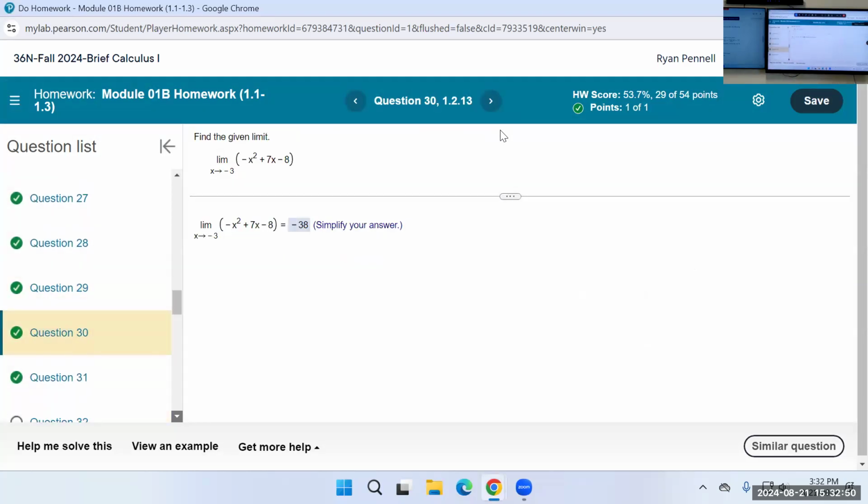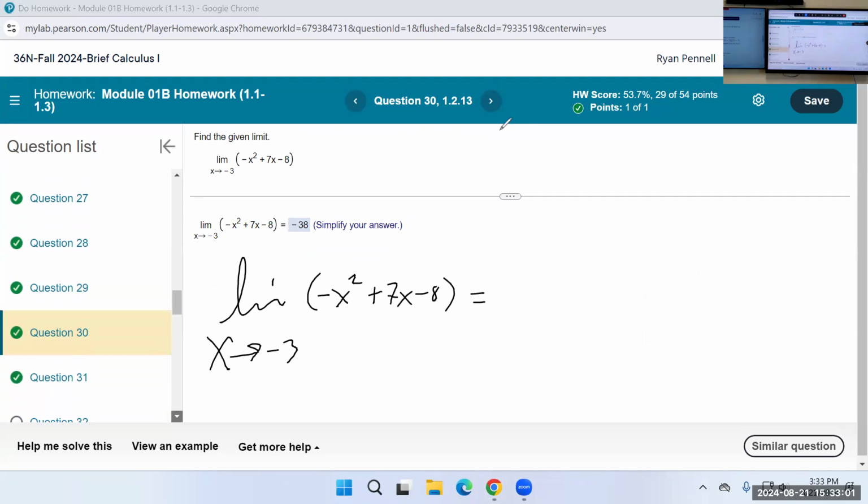What about this? Find the given limit. The limit as x approaches -3 of the function -x squared plus 7x minus 8. So -3 squared, make that exist, is -9, minus 21, minus 8. Plugging in the value and simplifying. That's not too bad.